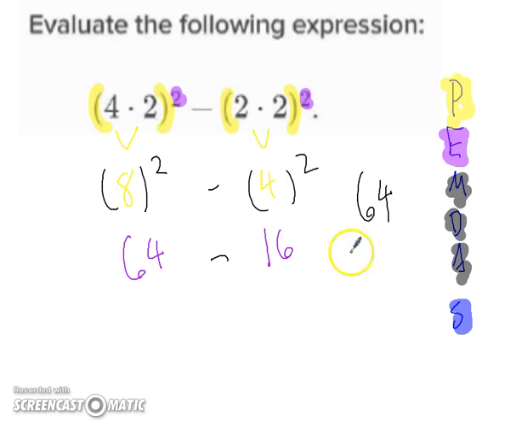So I'm going to put those on top of each other so that I could subtract them. Take 1 away from the 6 to make 5. And then 14 minus 6 is 8. 5 minus 1 is 4. And my final answer is 48.